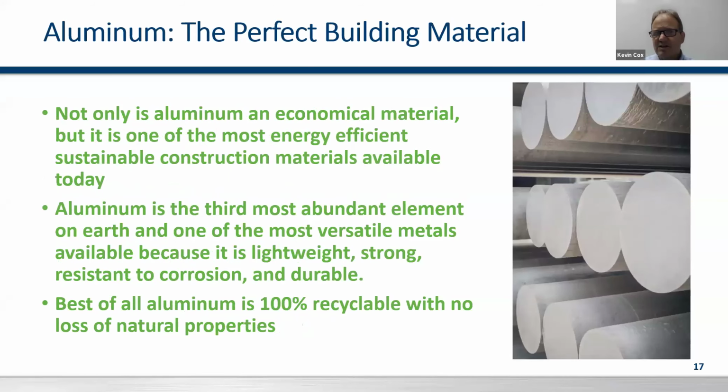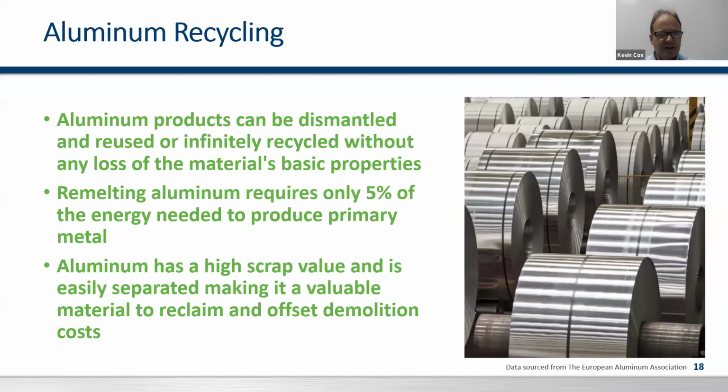When we look at aluminum, not only is aluminum an economical material, but it's one of the most energy efficient, sustainable construction materials. Third most abundant element on the planet, very, very versatile. It's lightweight, durable, corrosion resistant, and best of all, it's 100% recyclable with no loss of its natural properties. So what that means is that aluminum products can be dismantled and reassembled, reused infinitely without that loss of the molecular structure. It holds its molecular structure, and it doesn't lose anything as we recycle it time and time again.